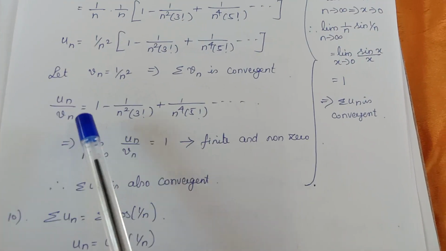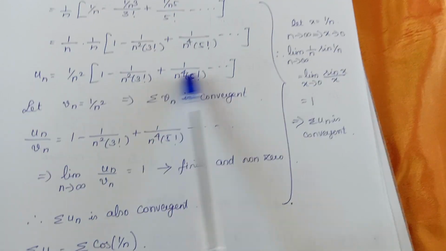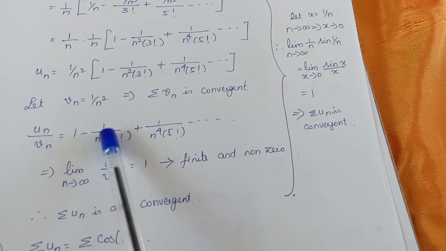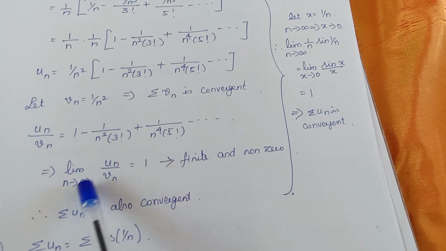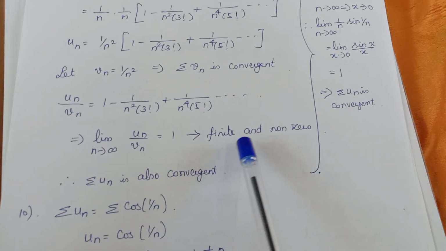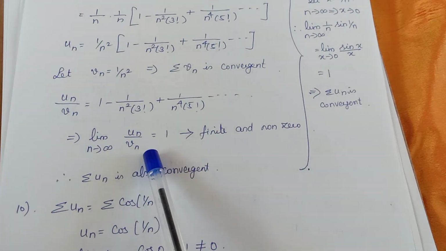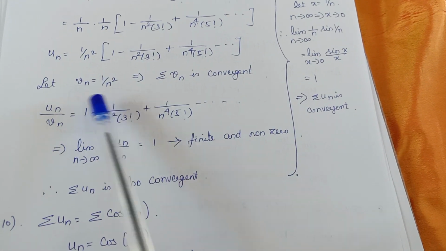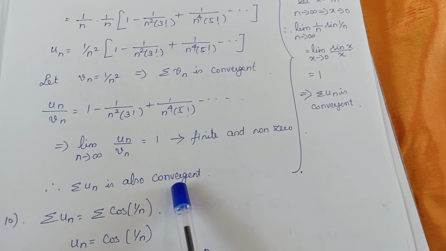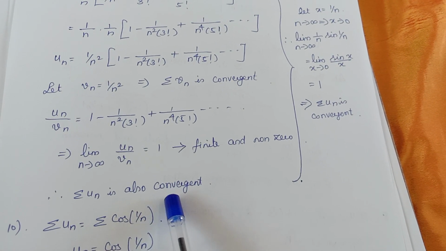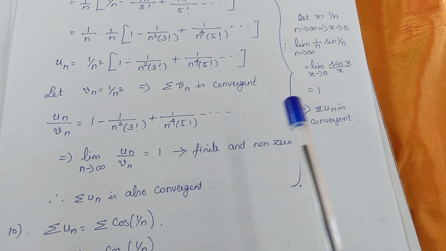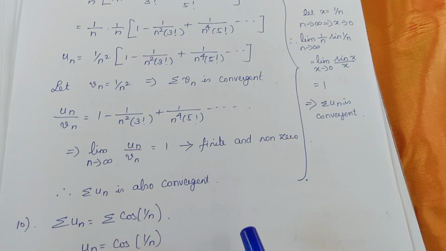Now un by Vn equal to, you will get this term alone, no? So as n tends to infinity, all these terms will become 0. We will get simply 1. So this is a finite and non-zero quantity. Therefore un and Vn converge or diverge together. But we know Vn is convergent. Therefore un is also convergent. So if you want to check whether it is convergent or divergent, you can use this way. If you want to find the limit, you can go with this one.